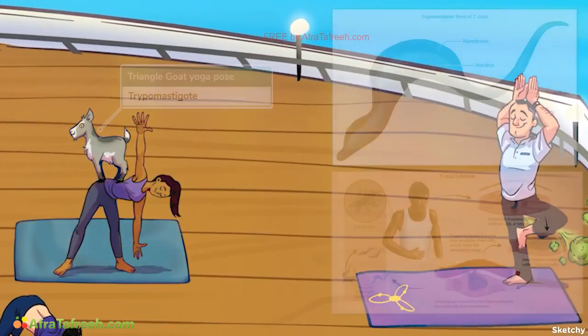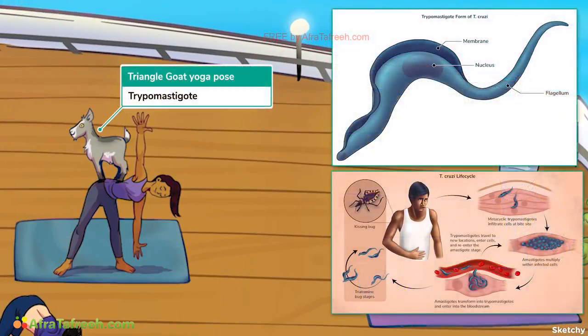The trypomastigote, represented by this triple master goat yoga triangle pose, is an infective form of T. cruzi. The trypomastigote can infect a variety of tissues, but does not replicate. The trypomastigote is found circulating in the blood and can be seen under the microscope. Pay close attention to these 2 goat yoga masters, because, believe us, things will keep getting interesting.